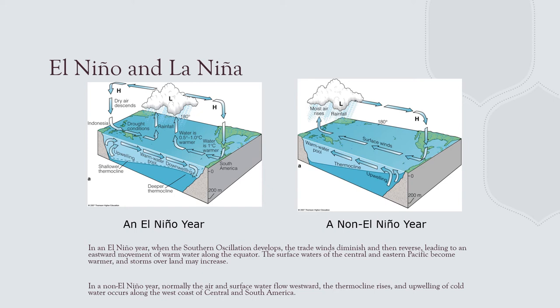It happens every 7 to 10 years. It's called the Southern Oscillation. So when that water kind of sloshes back, it can cause economic downturn and starvation and drought.